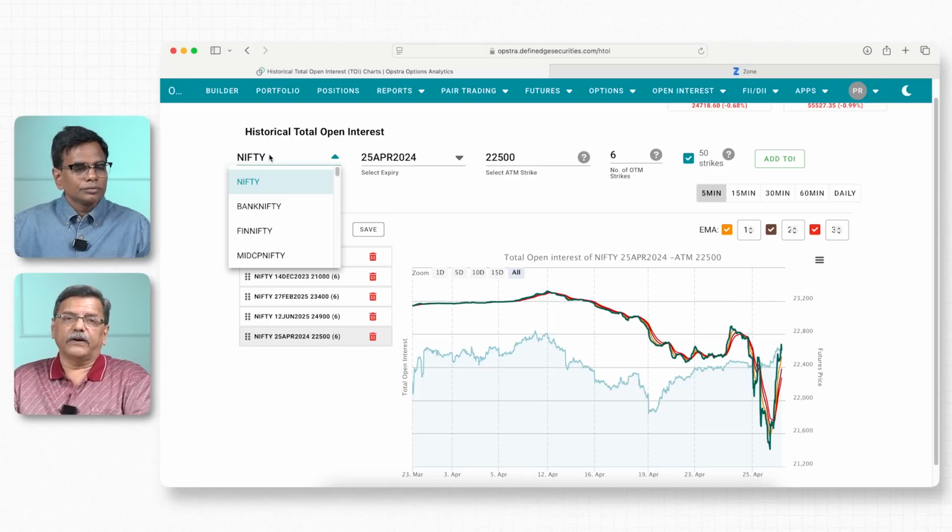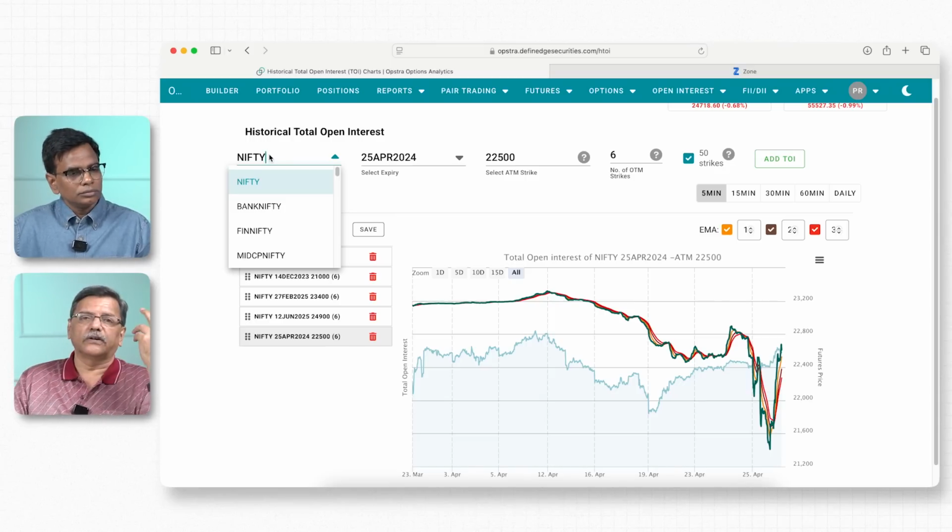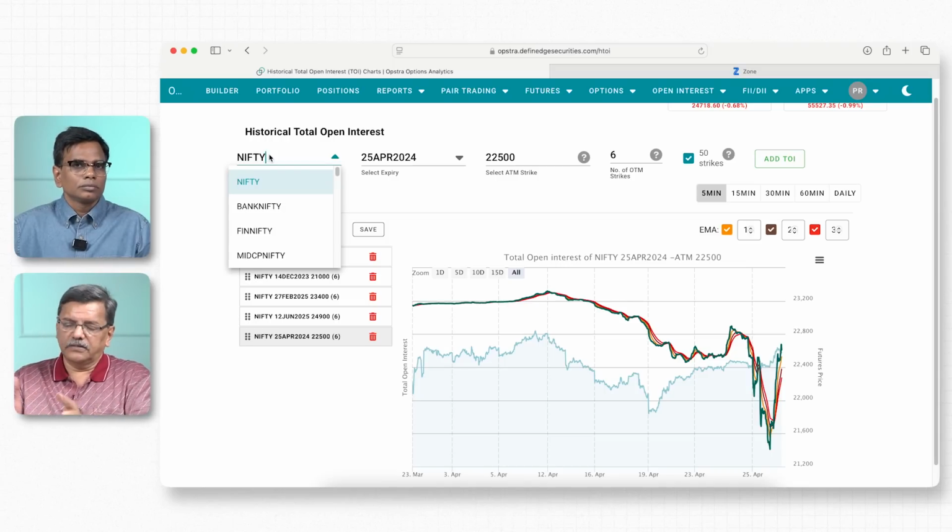So in case you want to find out what was happening to, let's say, Infy before the results, last quarter results. So you can go to that date and see what the TOI was suggesting. Most of the times the market follows what the TOI was suggesting. Yes. Very rarely it will be opposite.